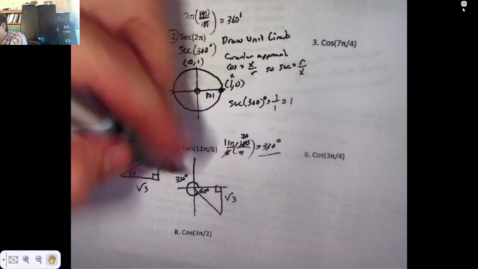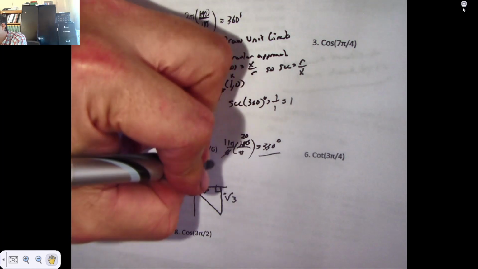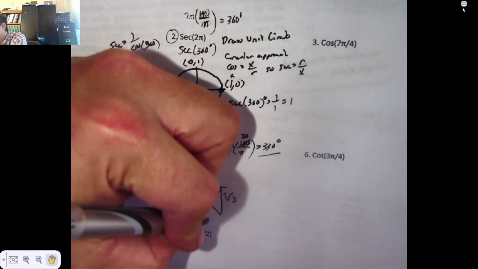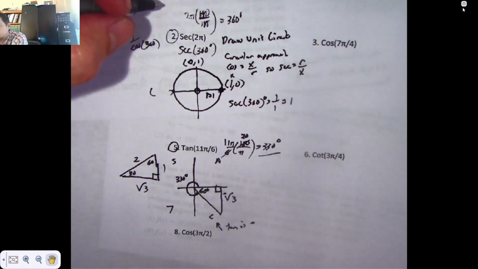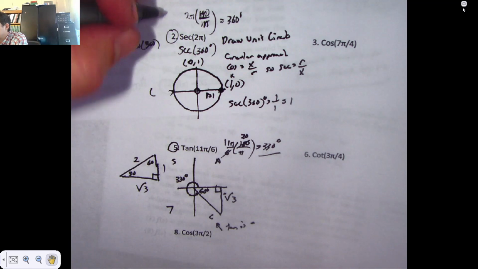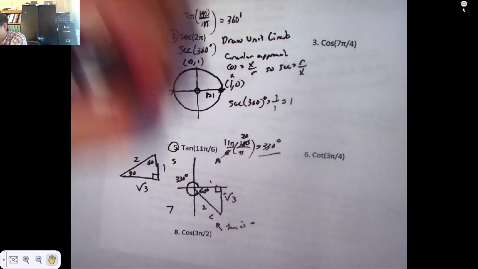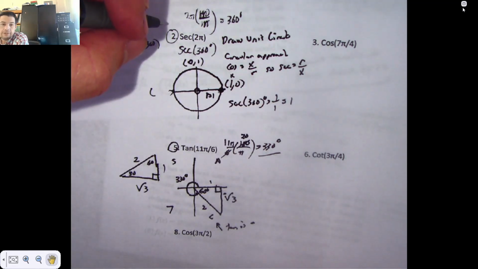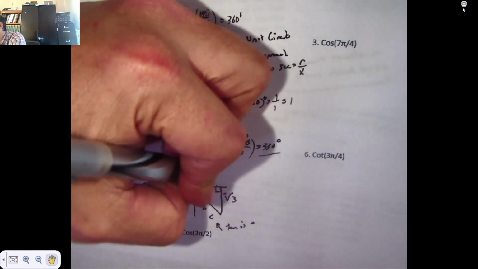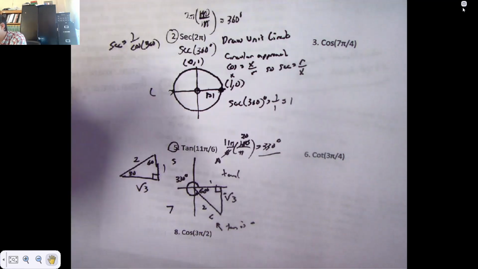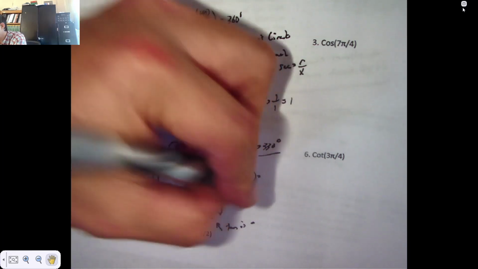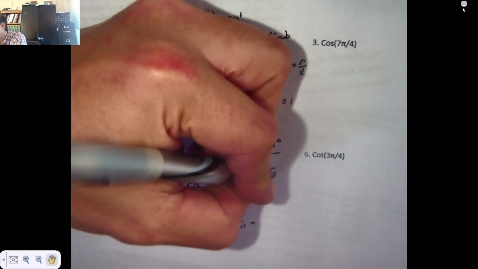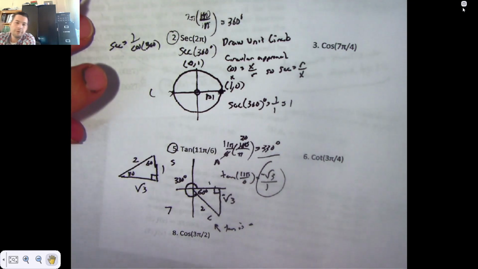It is falling, direction matters, and by the way, ASTC, tangent is negative. If you're in that quadrant, you're negative. And adjacent to a 60 is a 1, hypotenuse is 2. So now I can do my tangent ratio. Tangent by triangles is SOHCAHTOA, so the tangent of 11 pi over 6 would be opposite over adjacent, negative root 3 over 1, or just negative root 3.